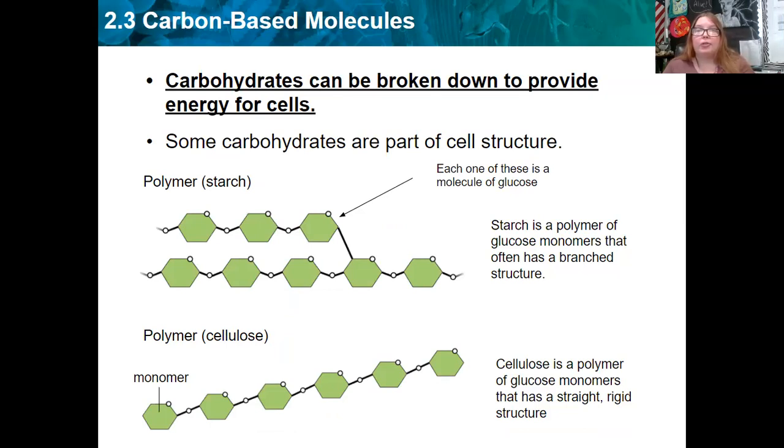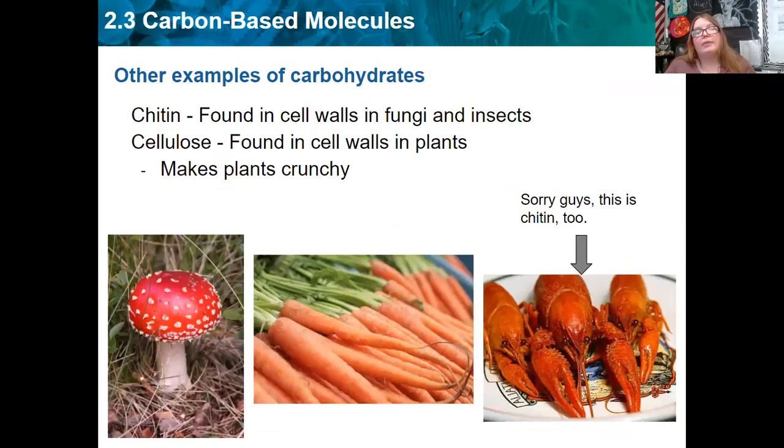Cellulose is structure. And I should have a little example slide in a minute. So other examples of carbohydrates. Chitin is probably unfamiliar to you, but chitin is found in cell walls of fungi. So mushrooms aren't plants, they're a fungus, and their cell walls are different. But the cell walls of insects and crustaceans, that's also chitin. So what makes the outside of a crawfish crunchy, that's chitin. It's a type of carbohydrate.